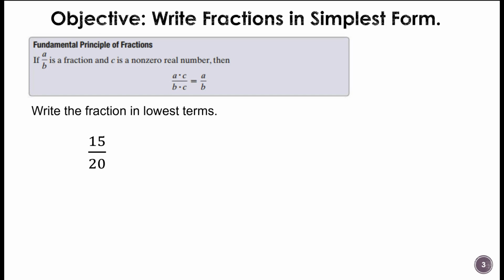Okay, so now we're going to write this fraction in lowest terms. We're going to simplify it. We can factor it all the way to primes, or we could just factor it into something we know that's common, which is 5, right? 5 goes into both numbers. 15 is 5 times 3. 20 is 5 times 4. And then we can remove the fives because that equals 1. And our answer is 3/4.